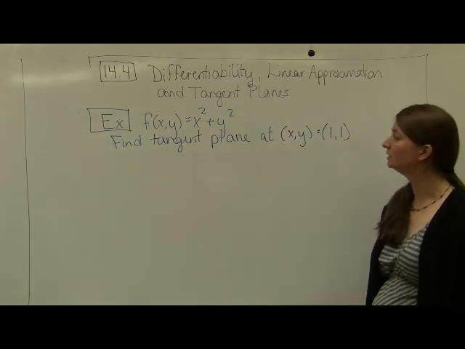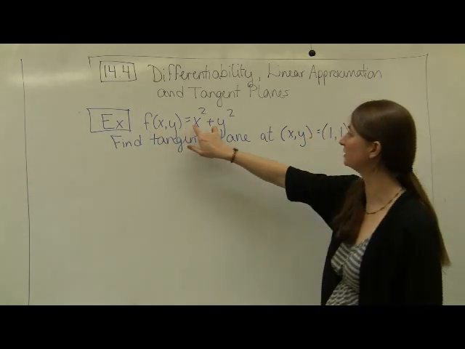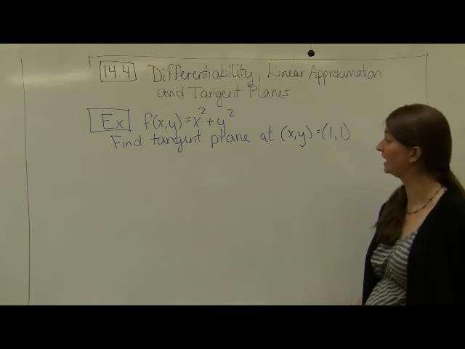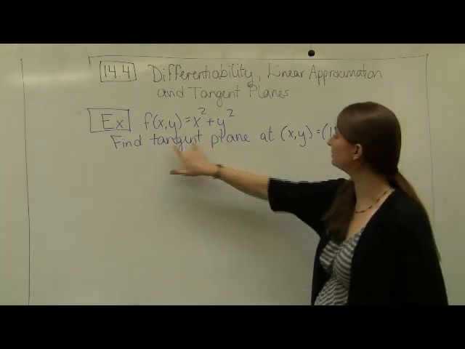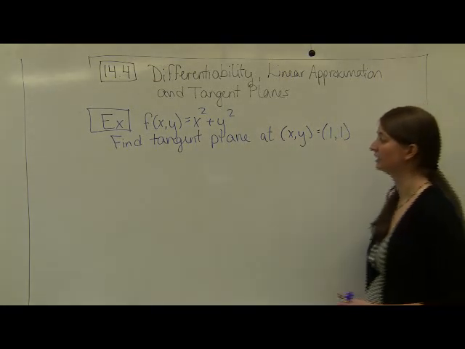So for this example, let's take a look at a two-variable function f of x, y equals x squared plus y squared. This is my go-to favorite function of the day. And we want to find the tangent plane when our point (x, y) is equal to (1, 1).